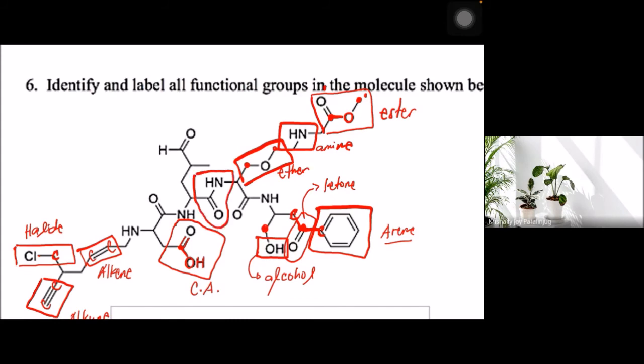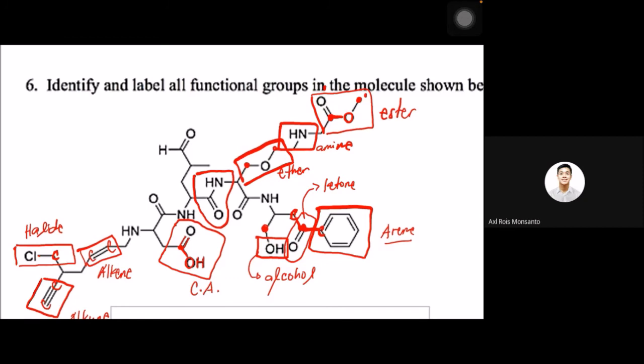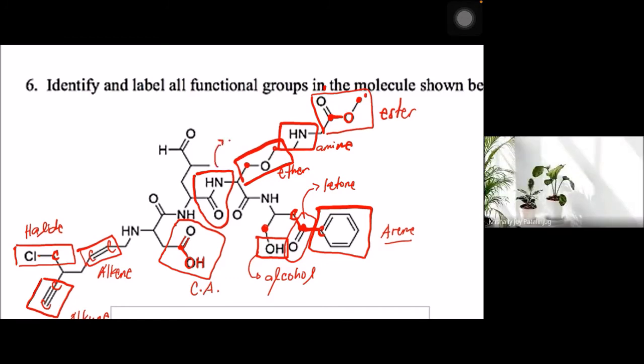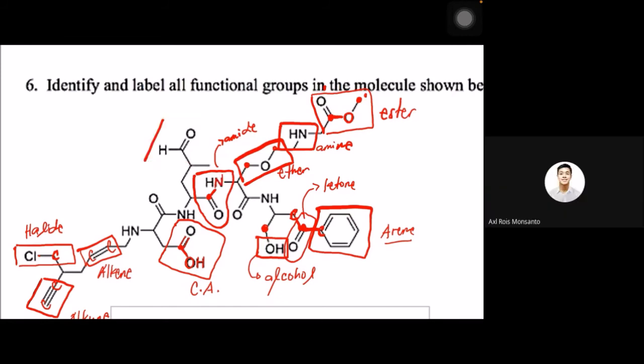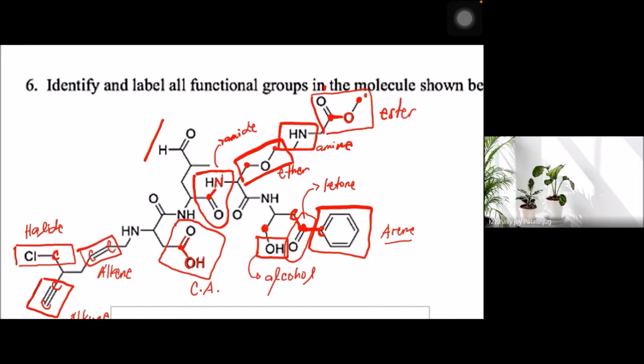Amide. Okay, very good. Amide. You have a carbonyl carbon singly bonded to nitrogen. Oh, what about this portion here? Aldehyde. Very good. This is an aldehyde.